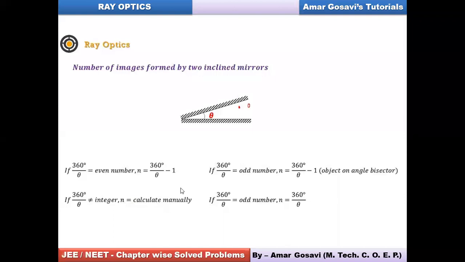Moreover, if it gets more complicated, say for example, it's not an even number or odd number, it's not an integer basically. So if 360 by theta is not an integer, then you have to calculate it manually. How you calculate manually, I will show you when we actually work out certain problems on that. All right, so as of now, please note it down.